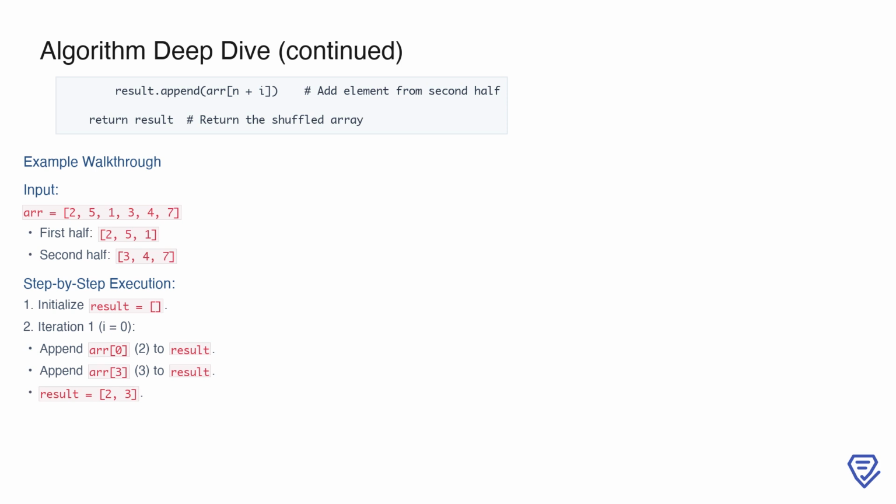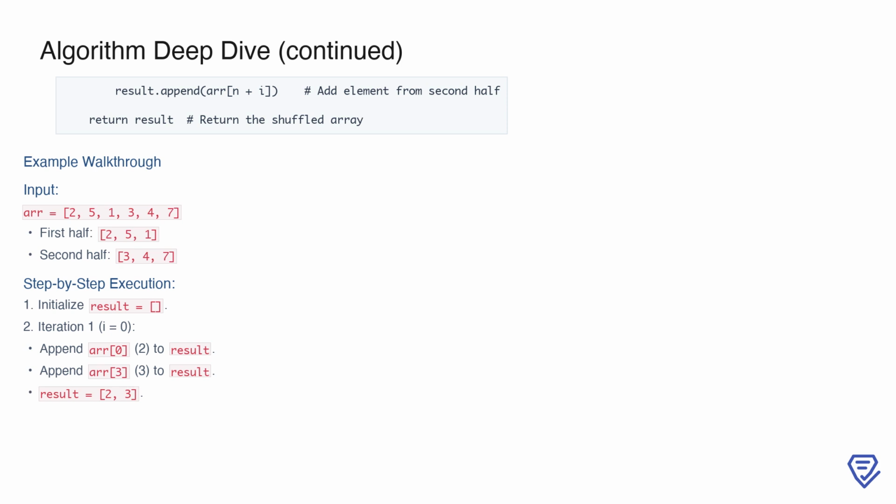The function shuffle_array starts by calculating n, which is half the size of the input array. This determines the boundaries of the two halves. Next, it initializes the result list as empty. The main logic is implemented in a loop that iterates from 0 to n-1. Inside the loop, we append two elements to result in each iteration.